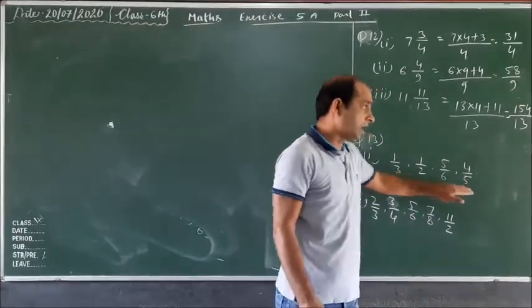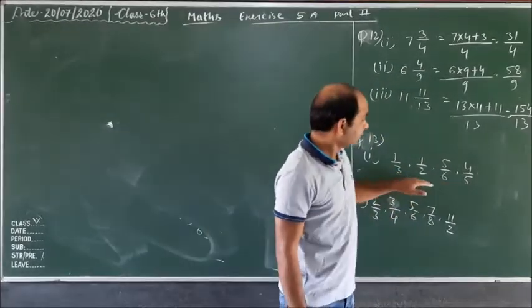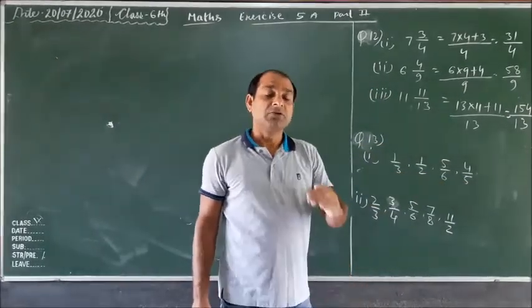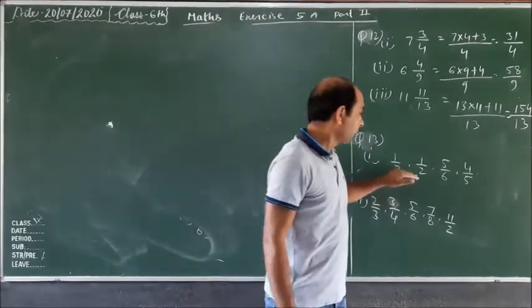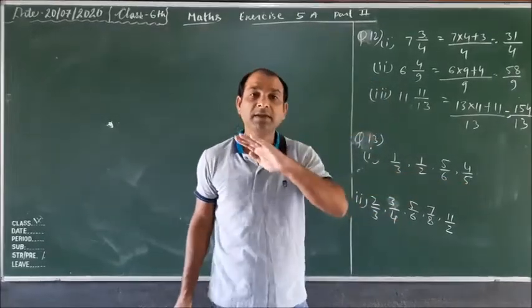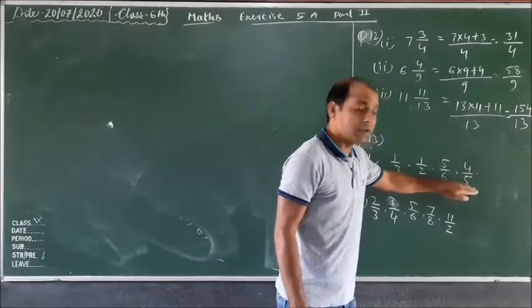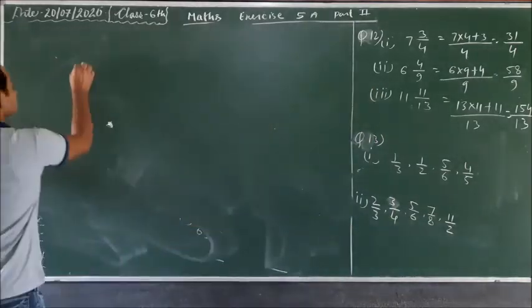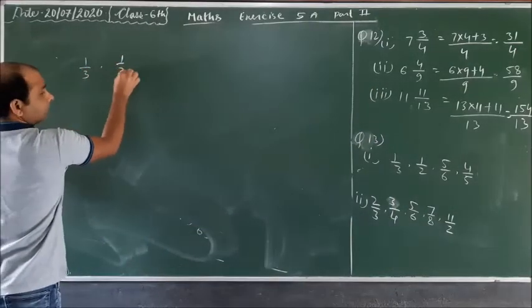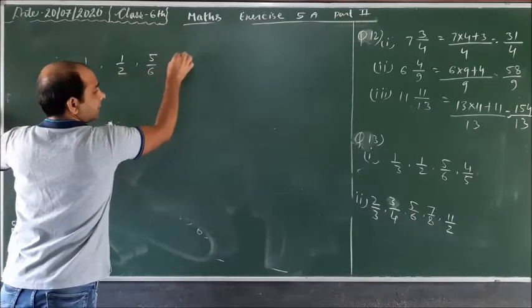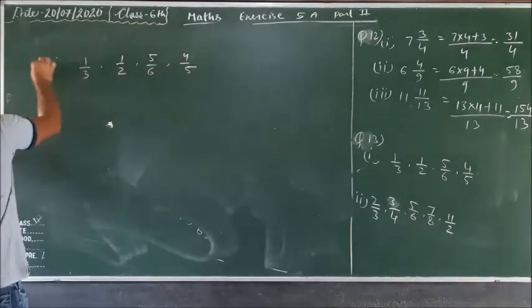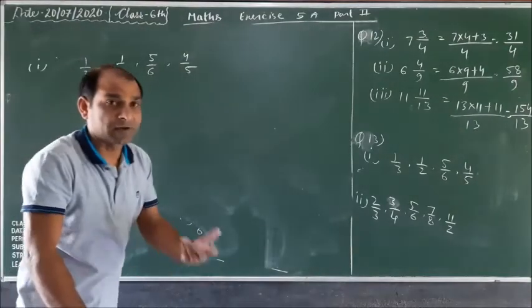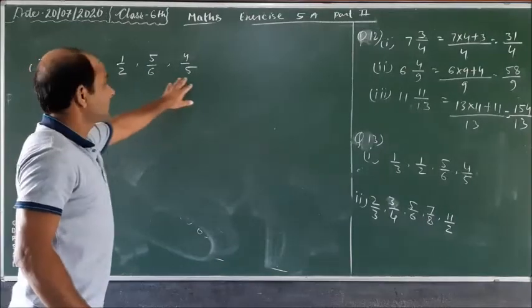Here these fractions are unlike. How do we say these fractions are unlike fractions? Because the like fractions have the same denominator, all these denominators should be same. But here all these denominators are unequal. So first 1 upon 3, 1 upon 2, 5 upon 6 and 4 upon 5. Here all these denominators are unequal. So how do we find the like fractions? It means all denominators should be equal.